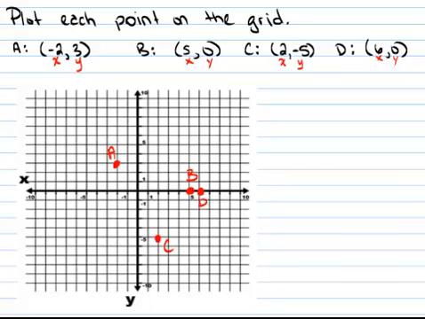Now, another thing you might be asked in your software package is to identify the quadrant that these points are in. So just for future reference, this is quadrant 1, quadrant 2, quadrant 3, and quadrant 4 in a grid. So point A would be in quadrant 2, for example. Point C would be in quadrant 4. Points B and D would not be in any quadrant. They would actually be on the x-axis.